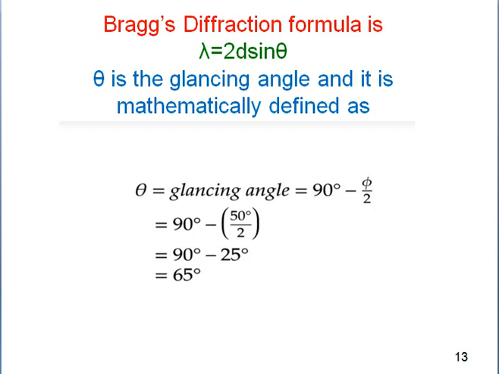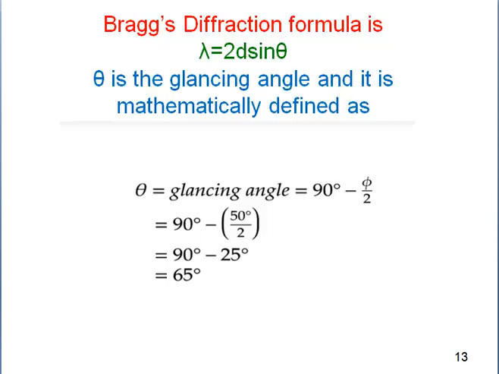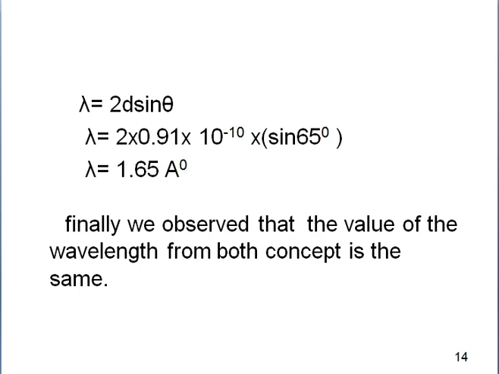Here phi equals 50 degrees, because at 54 volts the angle is 50 degrees. Substituting, we get theta equal to 65 degrees. According to the diffraction formula lambda equal to 2d sin theta, knowing d and theta, we finally get lambda equal to 1.65 angstrom.